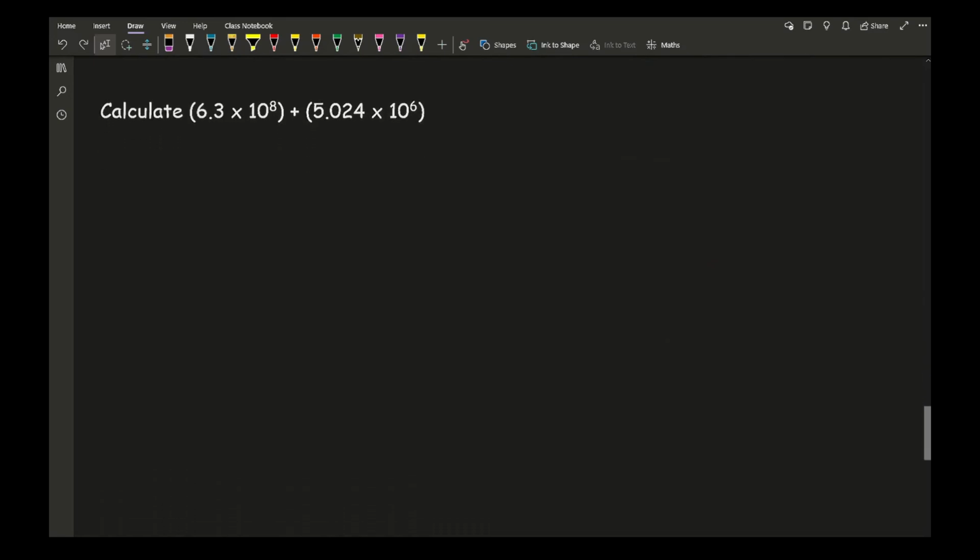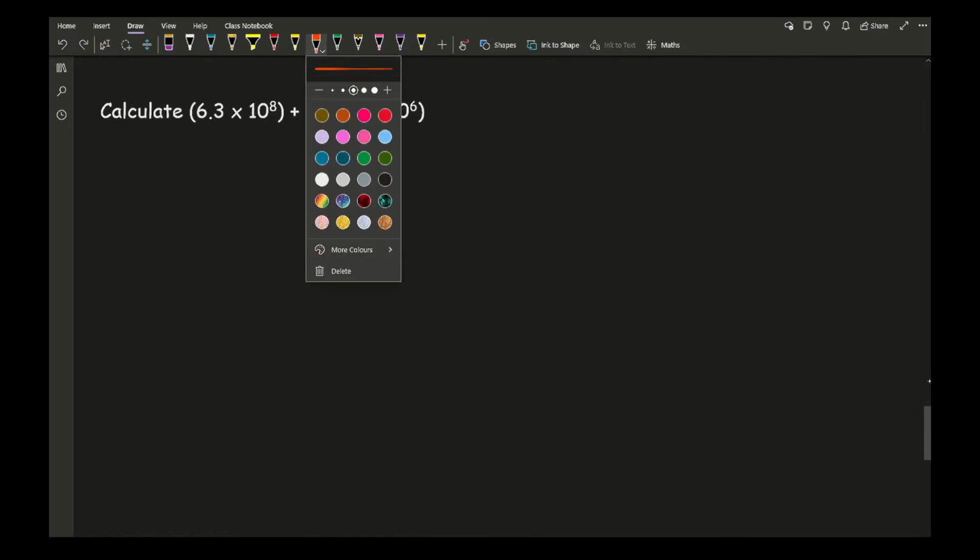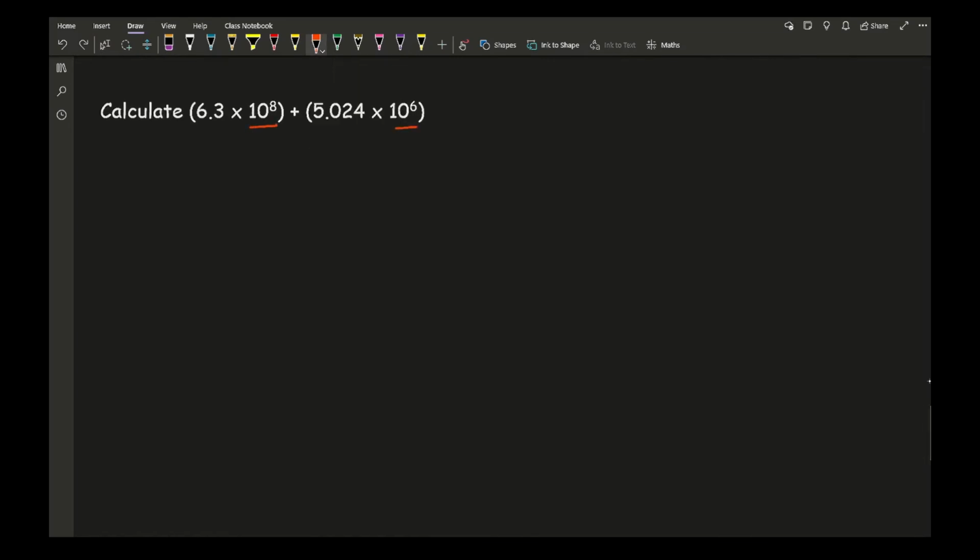So let's have a look at this particular question then. With this, you can see straight away that I've got different powers of 10. And what will make my life easier is if I had the same power of 10. And again, I'll explain to you why. So what I'm going to do is rewrite the second number. So I've got 5.024 times 10 to the power of 6.